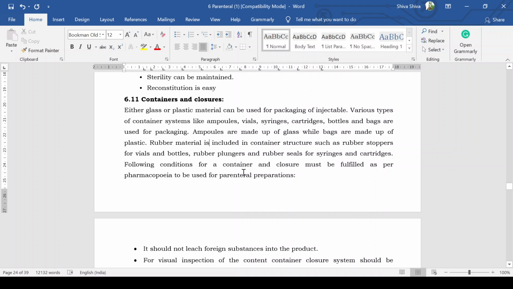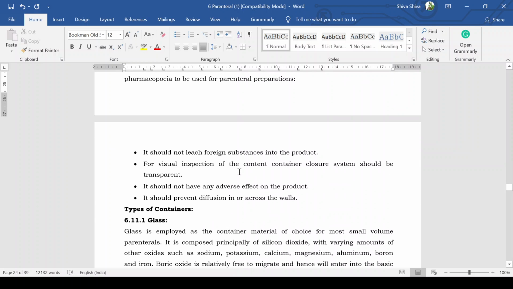Following conditions for a container closure must be fulfilled as per pharmacopoeia to be used as a parenteral preparation. So there are certain conditions which should be fulfilled by your container closure systems or material which is to be used for the container closure so that they can be used for the packaging of parenteral products. So the first one is that material should not leach foreign substance into the product.